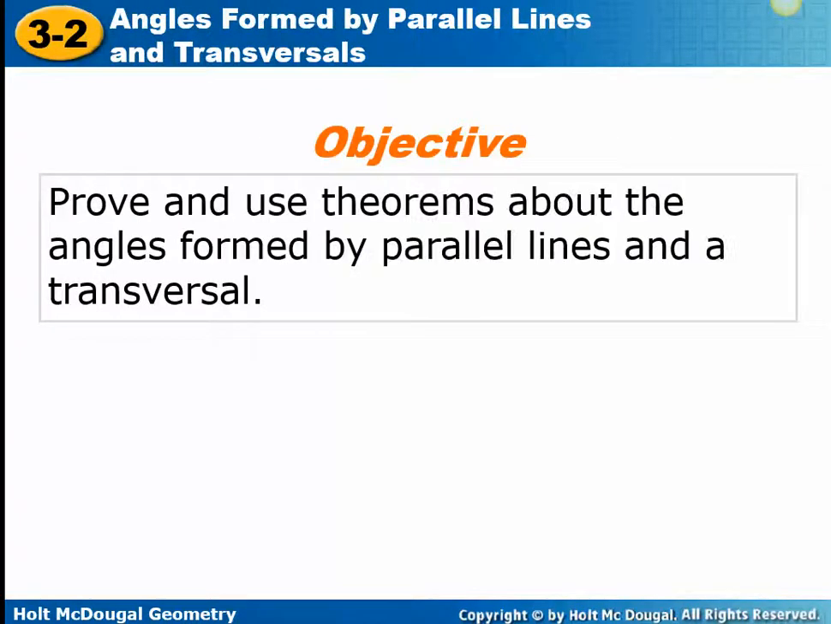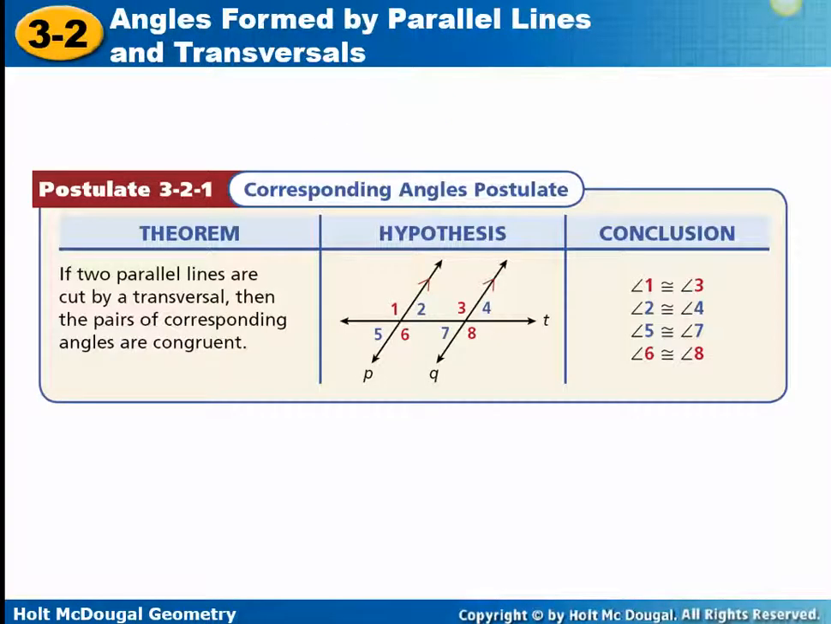Our objective today is to prove and use theorems about the angles formed by parallel lines and a transversal. There's also a postulate there. Here it is. Here's our postulate. The corresponding angles postulate says that if two parallel lines are cut by a transversal, which in this picture is T, then the pairs of corresponding angles are congruent.